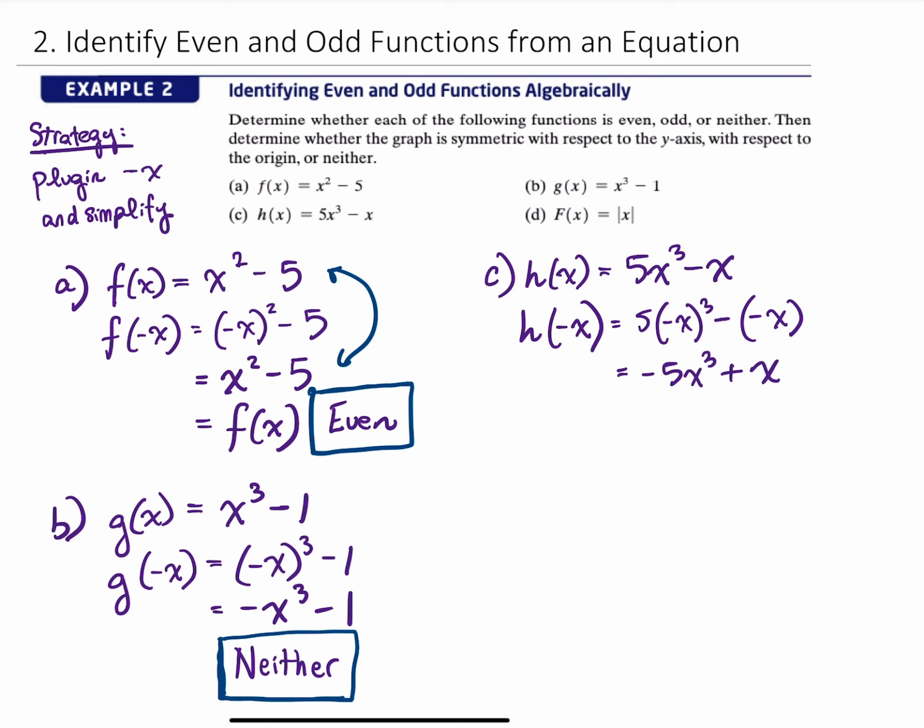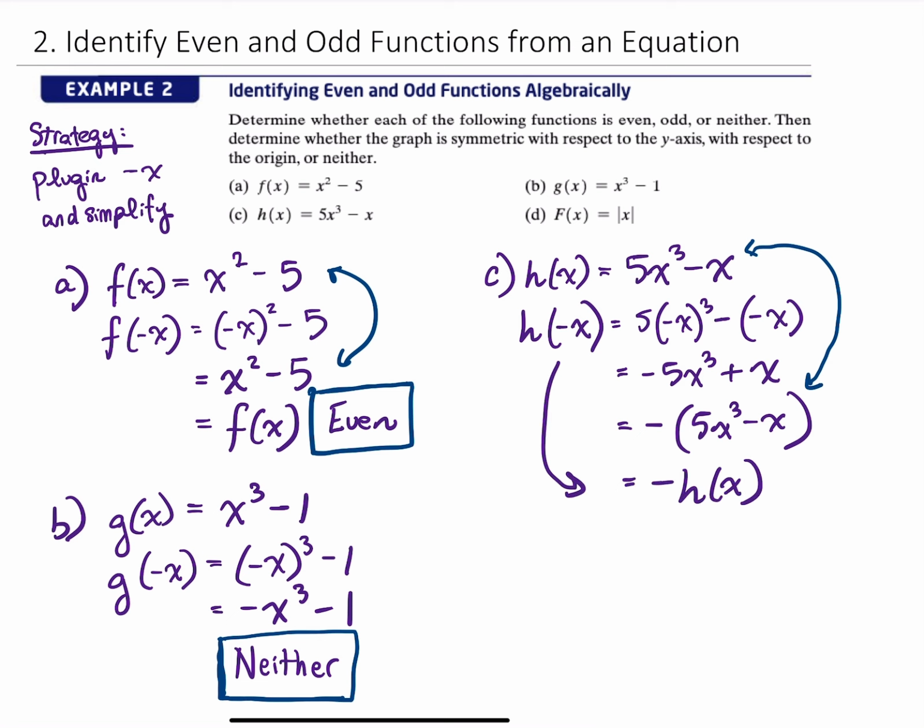So notice the sign of every term has flipped. We could even factor out a negative 1, and that will make it negative times 5x cubed minus x. And then here, it's easy to see that's just our h of x again. So this will give us negative h of x. H of negative x is equal to negative h of x. That's our odd behavior.